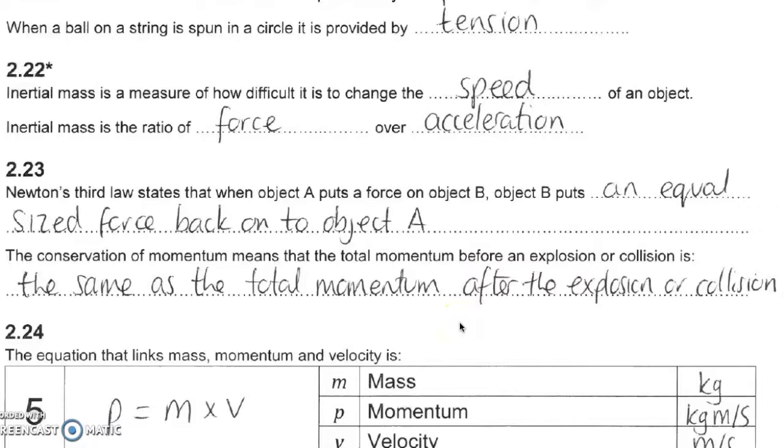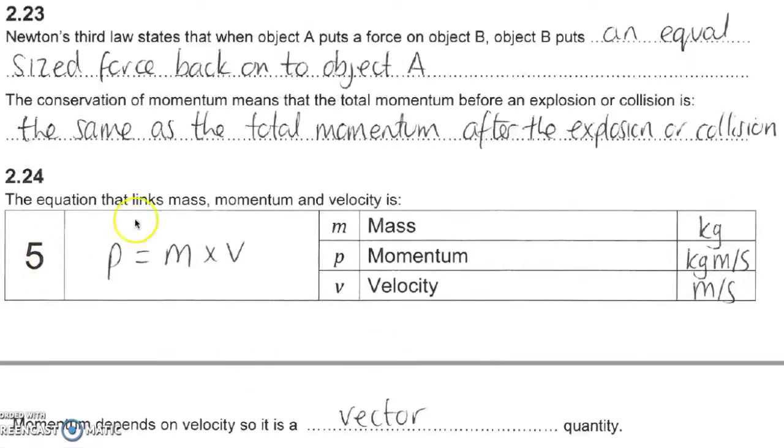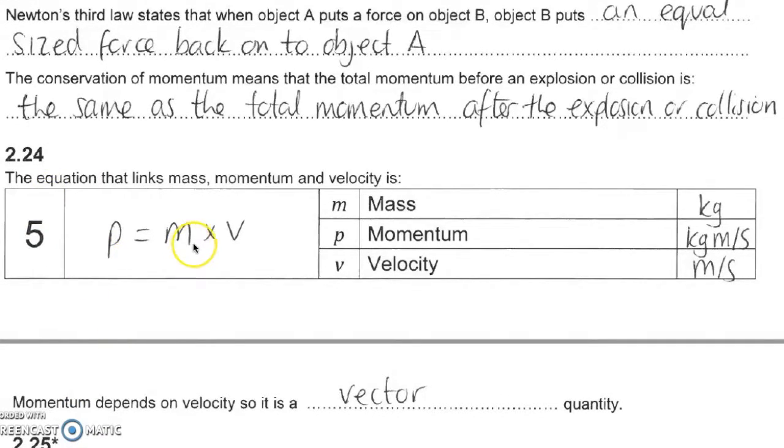Next thing we're going to talk about is momentum. Momentum states that the total momentum before a collision has to equal the momentum at the end of a collision. So this is the equation for momentum. It is a vector quantity equal to mass times velocity. Units are kilograms meters per second.